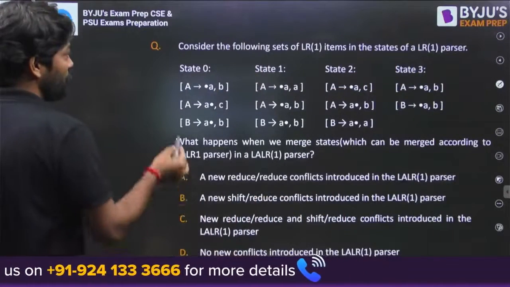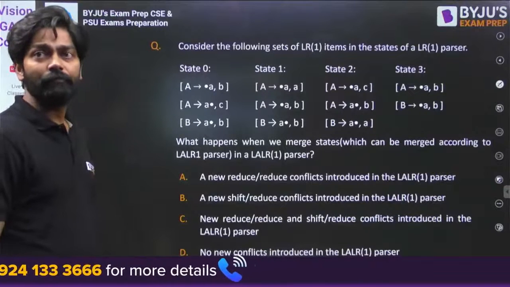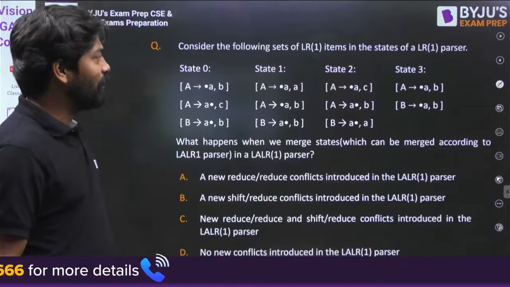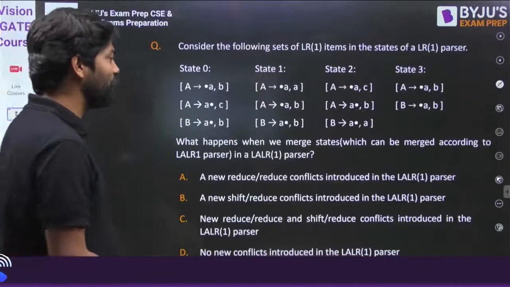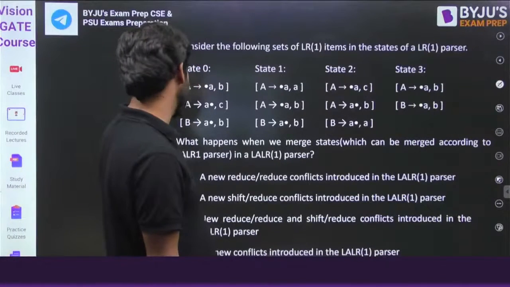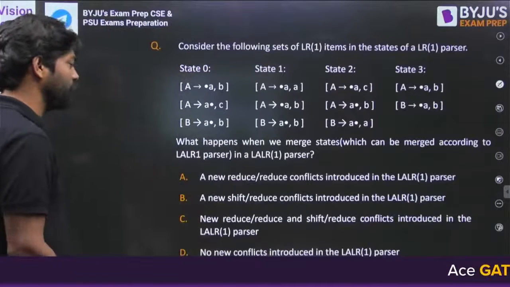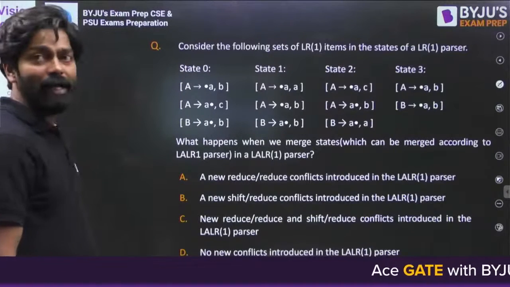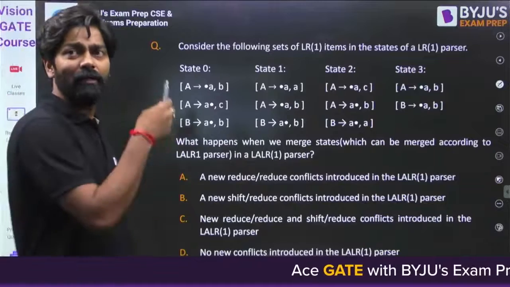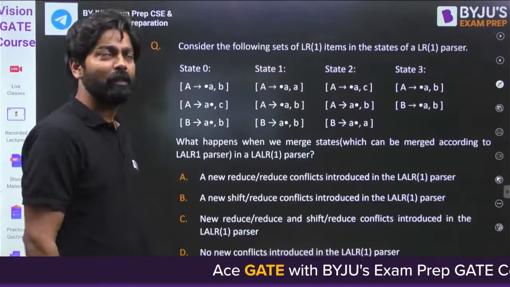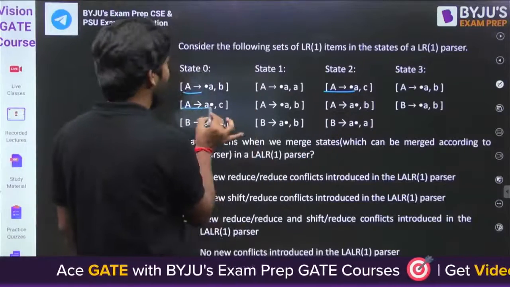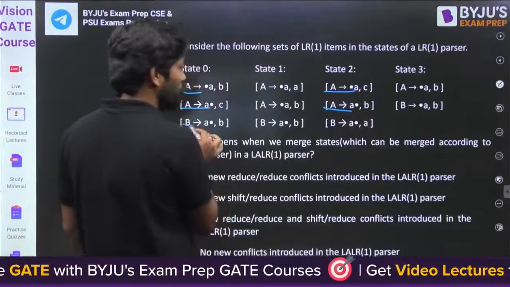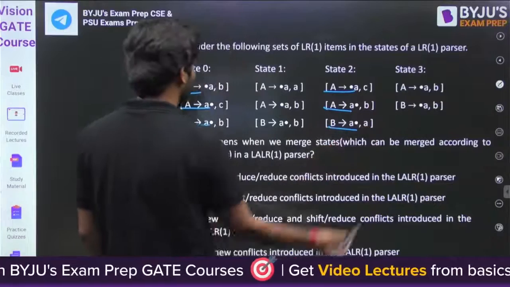Now see this question. Consider the following set of LR1 items in a state of an LR1 parser. Fine. So they have given this one and they are asking what happens when we merge states which can be merged according to the LALR1 parser. See clearly here. So how do we merge in an LALR1 parser? Productions should be the same and lookahead symbols should be different. See clearly, A goes to dot A, A goes to A dot, B goes to A dot, B goes to A dot. Only lookahead symbols are different.